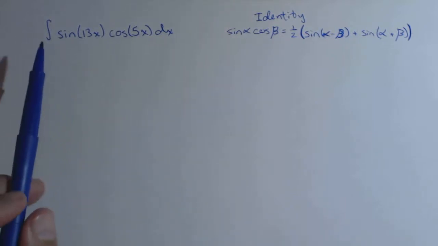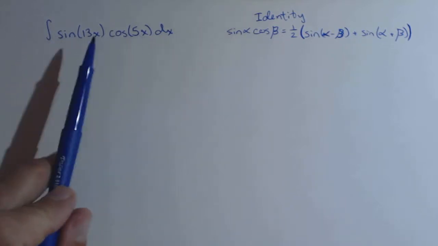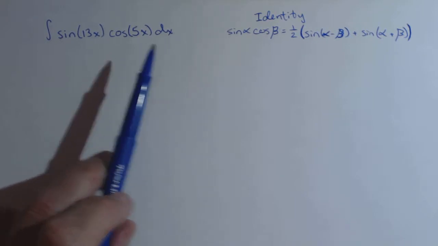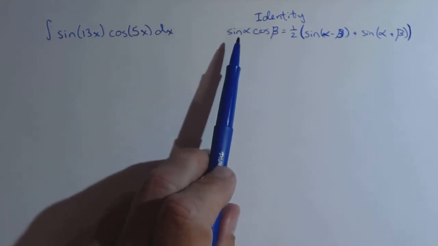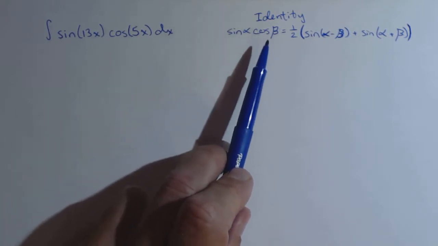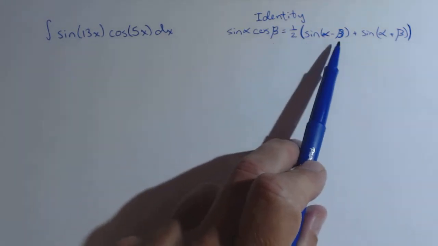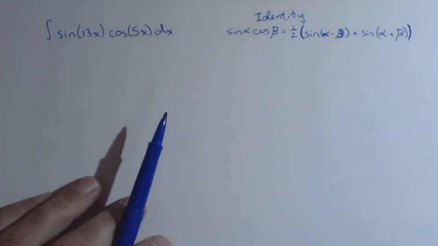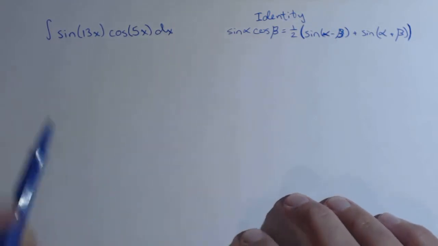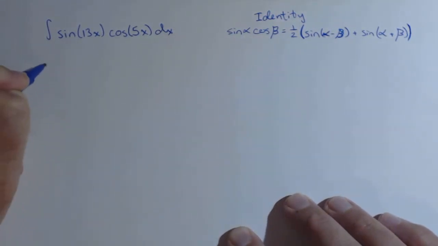So we're going to look at the case where we have a product of sine and cosine, but they have different arguments. What we're going to use is one of our trig identities. In this case, sine of alpha cosine of beta equals 1/2 times sine of alpha minus beta plus sine of alpha plus beta. Once we do that identity, you'll see exactly where to go from there.